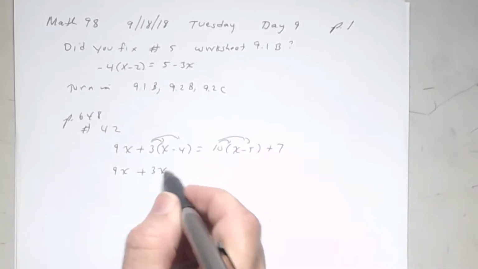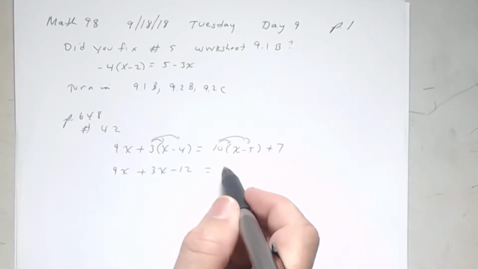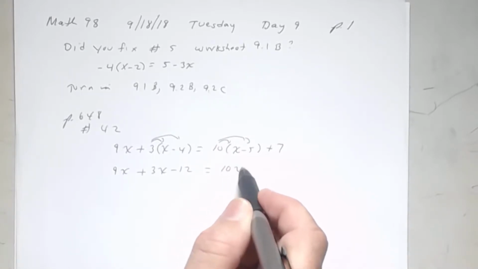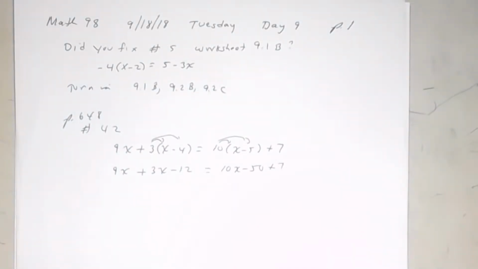3x minus 12, okay, equal. And then 10x minus 5 will give you minus 50, and then plus 7 on the corner. And get the keys. The keys are right here. Okay, so that will be the first thing.